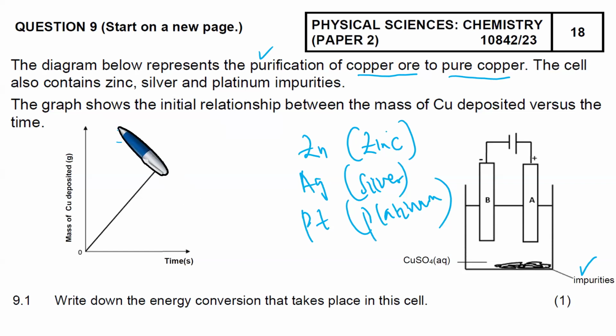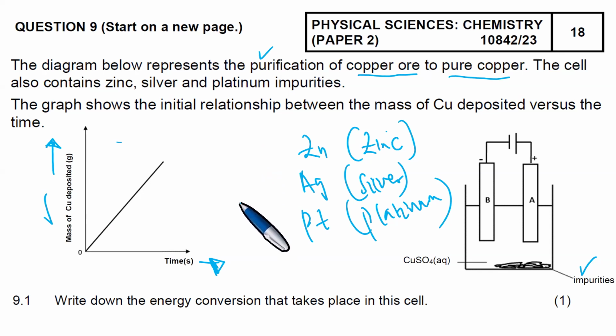The graph shows the relationship between the mass of copper deposited versus time. As the time increases, the mass also increases. We can see that the graph is a direct proportionality graph there.